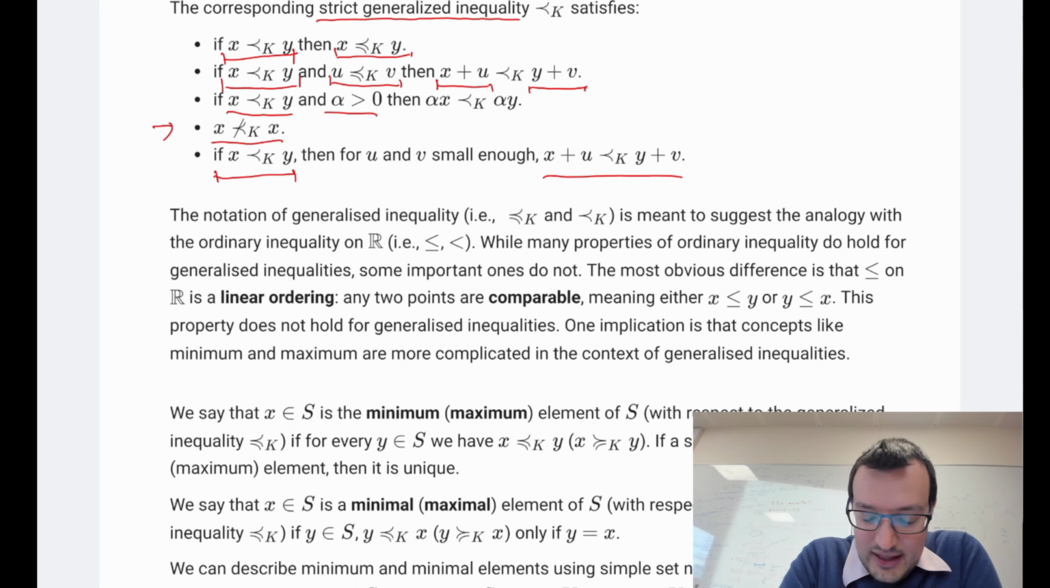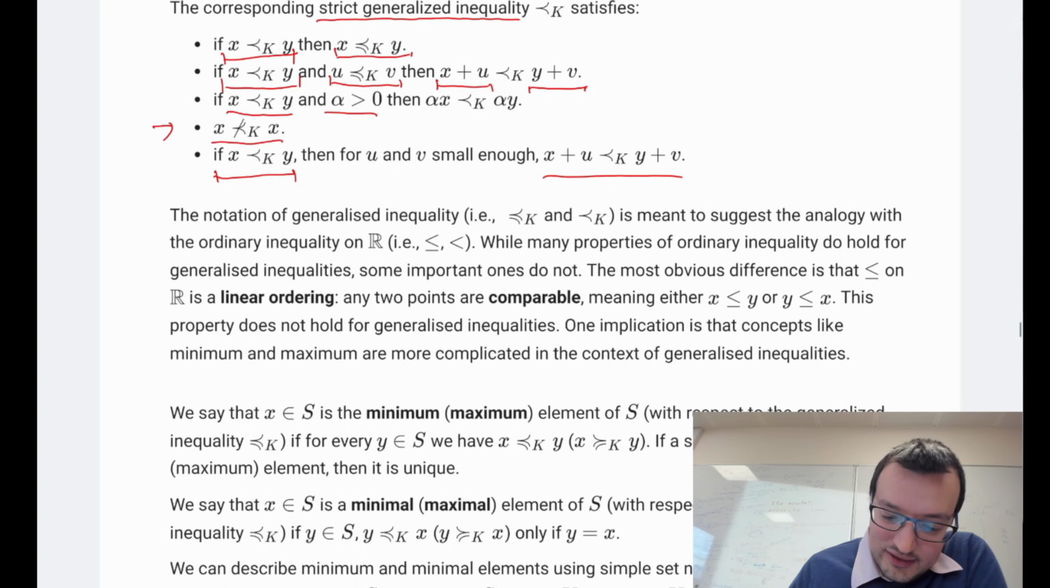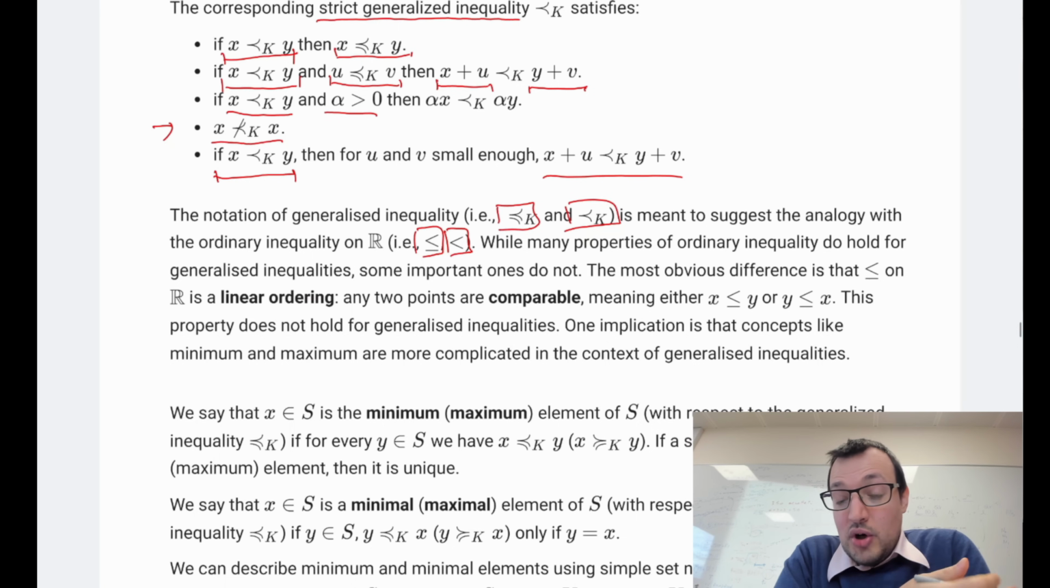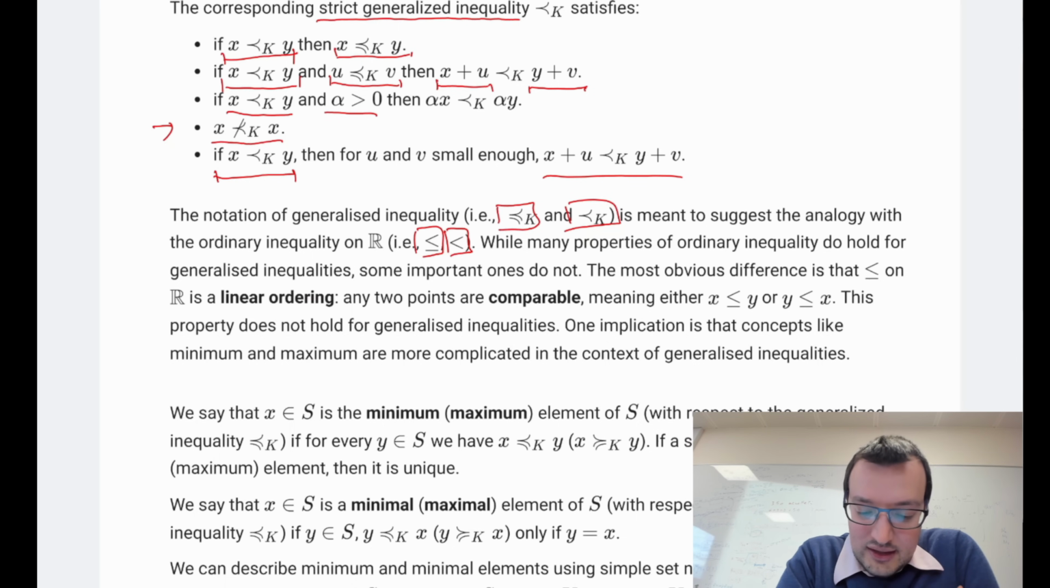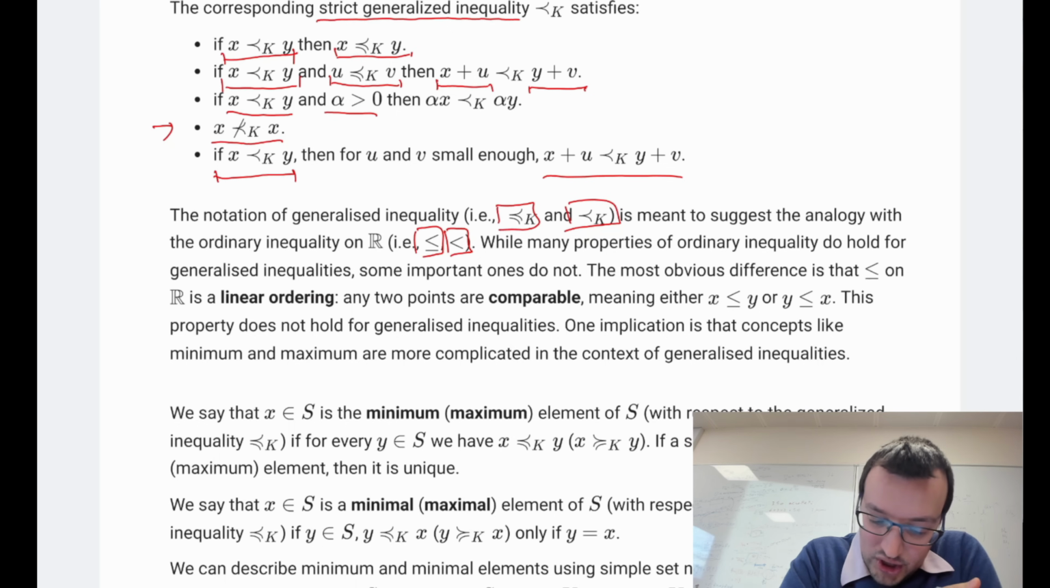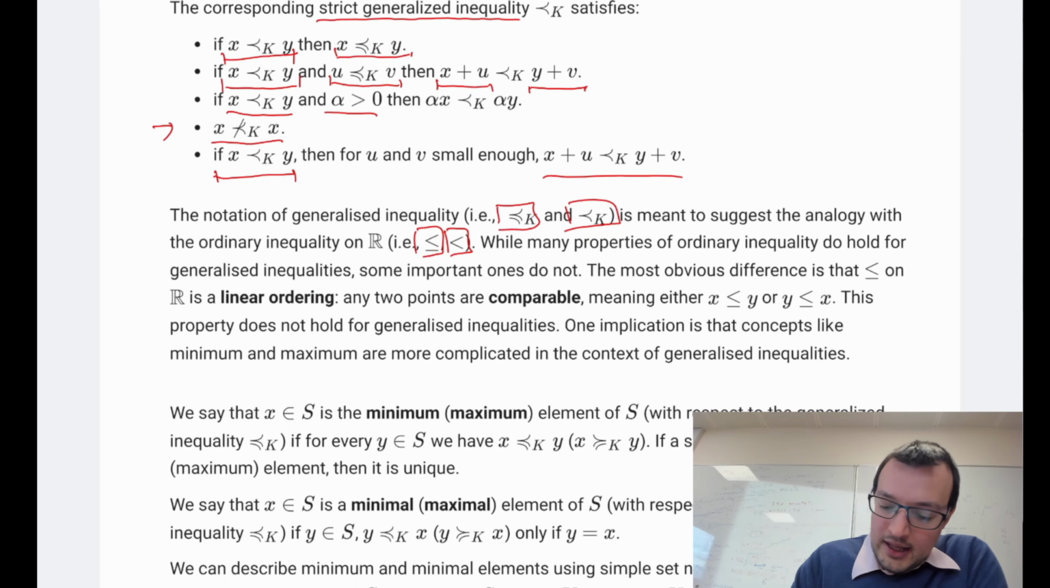So as I said, the notation that we're using is meant to recall the standard notation, because a lot of properties of standard inequalities hold for generalized inequalities. But there are some differences. Now we look at the differences, which are actually quite interesting.